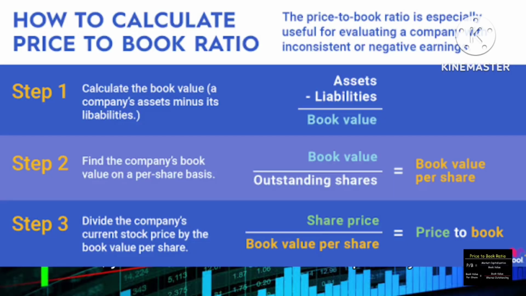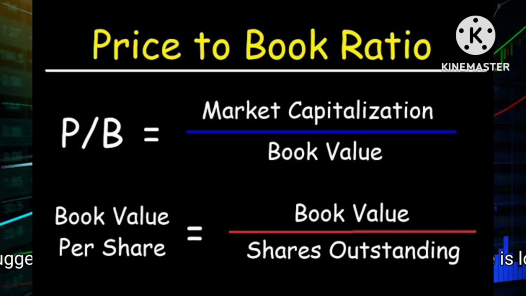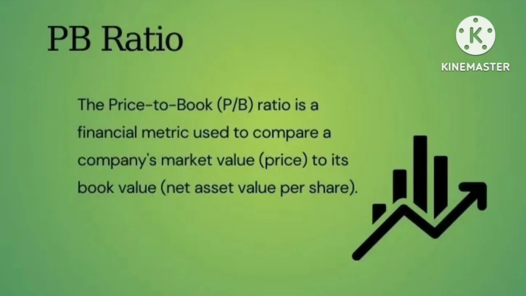To calculate the P/B ratio, you divide the stock's market price by the book value per share. A low P/B ratio, typically below 1.0, suggests the stock may be undervalued since the market price is lower than the company's book value. However, you should be cautious if you see a low ratio.